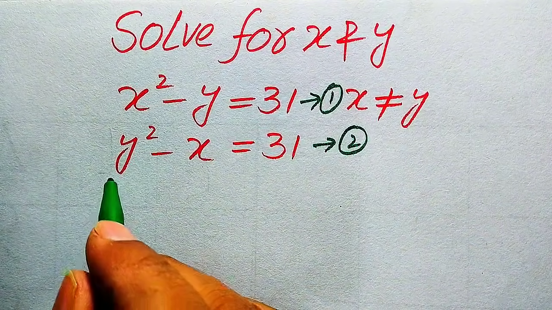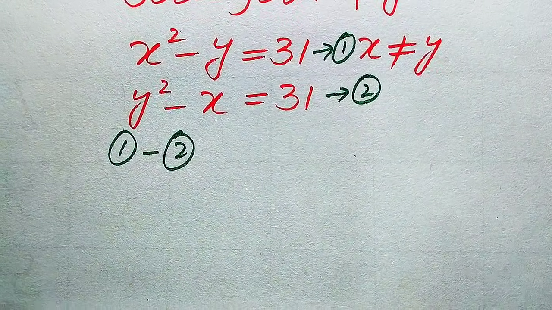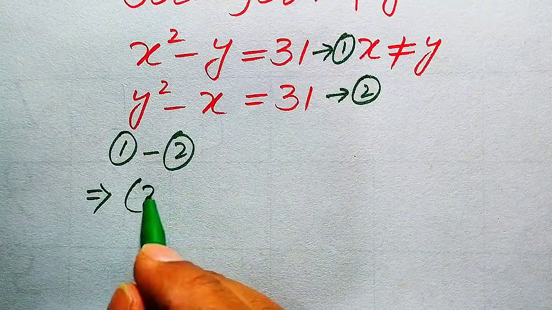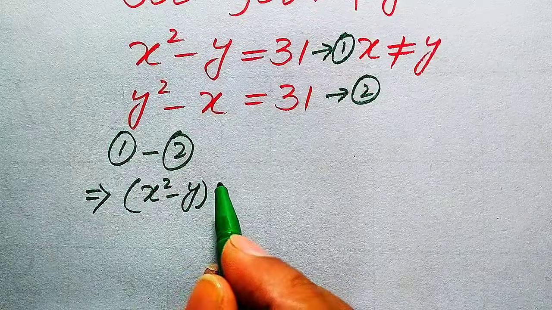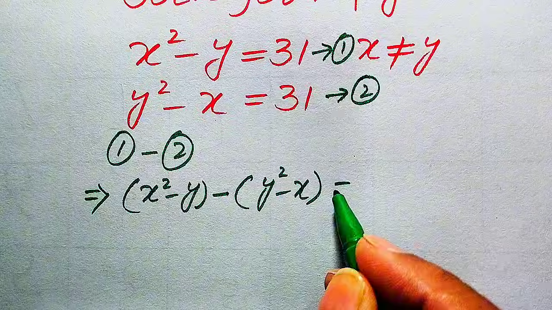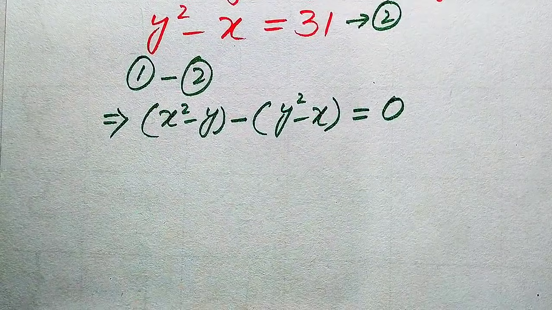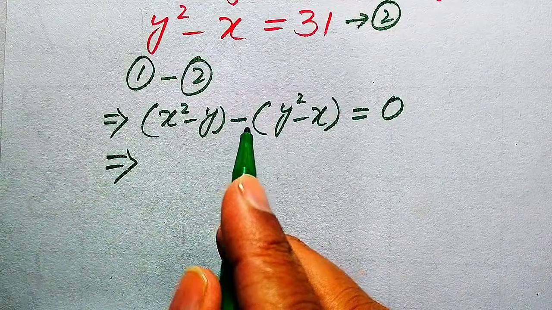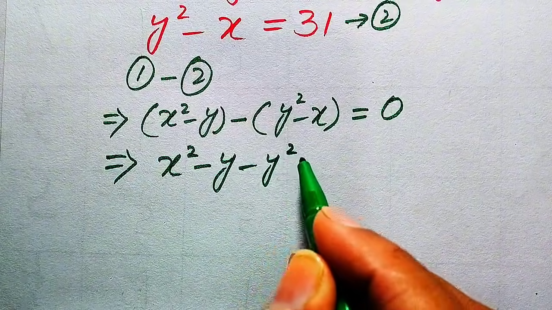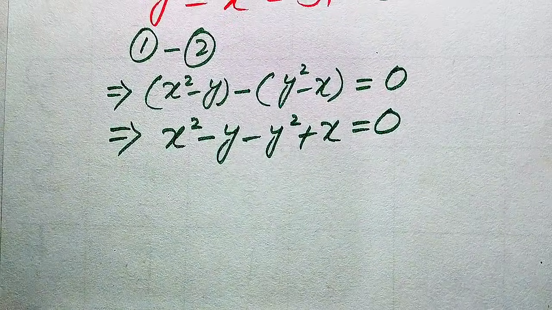And here the very first thing we are going to do is subtract both of these two equations. When we subtract these two equations, first we subtract the left hand side of equation number 1 with the left hand side of equation number 2. So this is the left hand side of equation number 1, and y square minus x is the left hand side of equation number 2. When we subtract these two values, it will become 0. Now in the next step, we multiply this negative sign on both of these two values, and it will be written as x square minus y square, and minus times minus becomes plus x, and this whole equation is equals to 0.